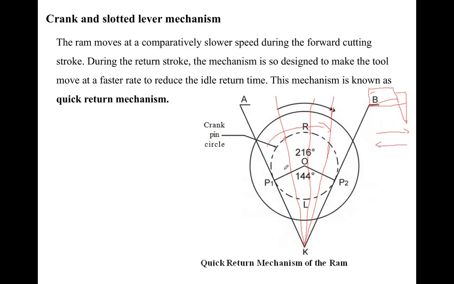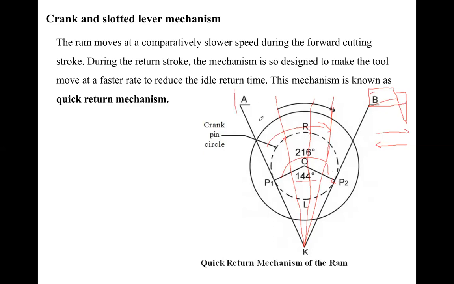This depends upon this angle. A complete rotation involves 360 degrees. In 216 degrees, it is moving in one direction forward, from the starting point to the end point. While returning, it does not go through 216 degrees, but only 144 degrees. The linear distance covered is the same, but the angular distance covered by the slider is only 144 degrees. So the forward motion takes more time and the reverse motion takes less time, but the linear distance is the same.